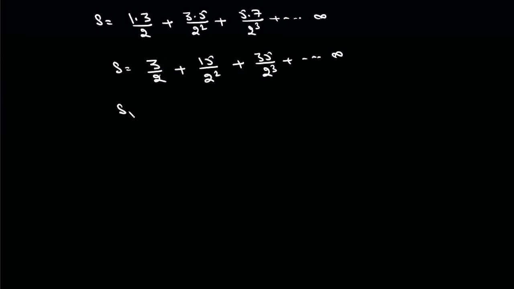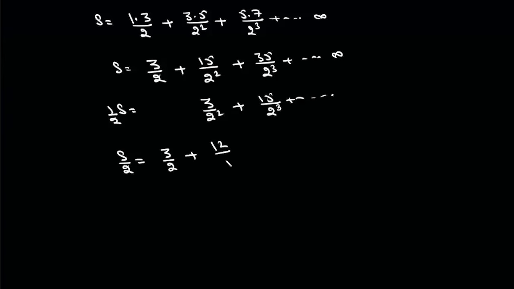Now we'll write this series once again and we'll multiply by its common ratio 1 by 2 and we'll displace this series by one term. So there will be 3 upon 2 square, 15 upon 2 cube up to infinite, and if we subtract, we'll get S by 2 as 3 by 2, and it will be 12 upon 2 square plus 20 upon 2 cube up to infinite. We'll need to write one more term.